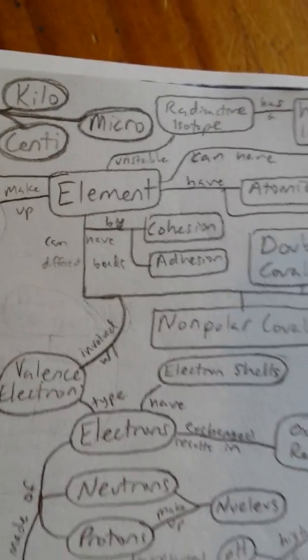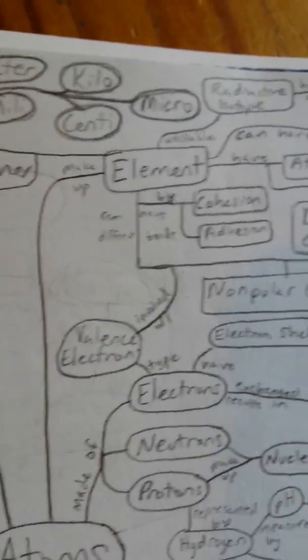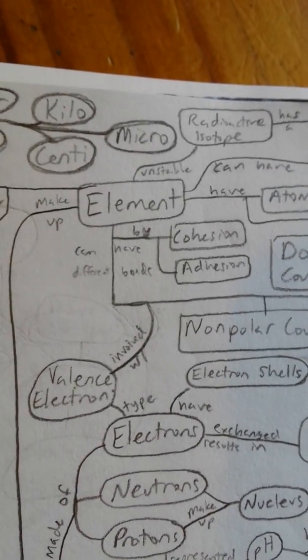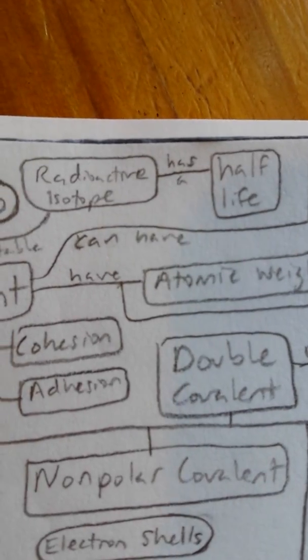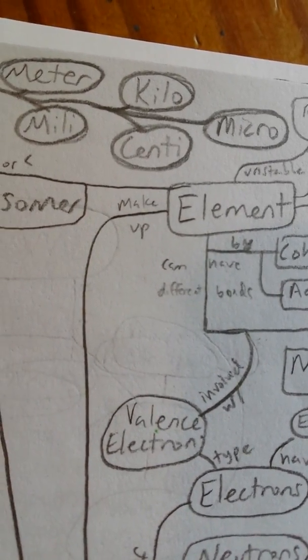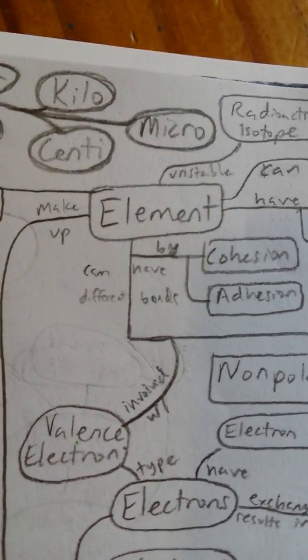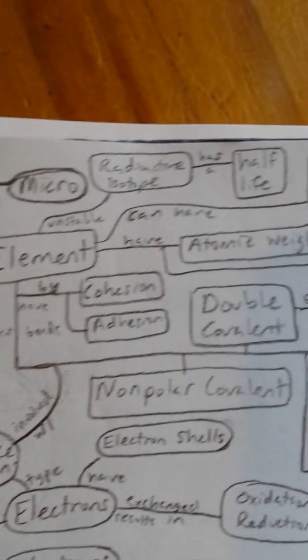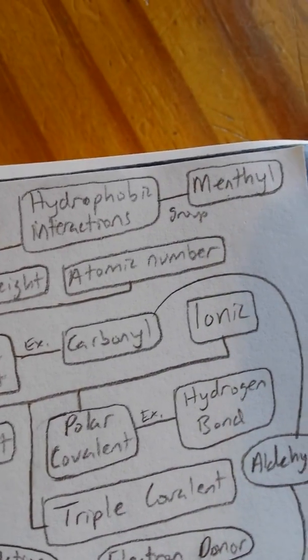So, elements would have been a lot bigger, but it was different on my rough drafts. Anyway, unstable elements would be called radioactive isotopes, and those have a half-life. If you have two or more elements put together, those would be called isomers. Elements can have hydrophobic interactions. An example of that would be the group methyl.